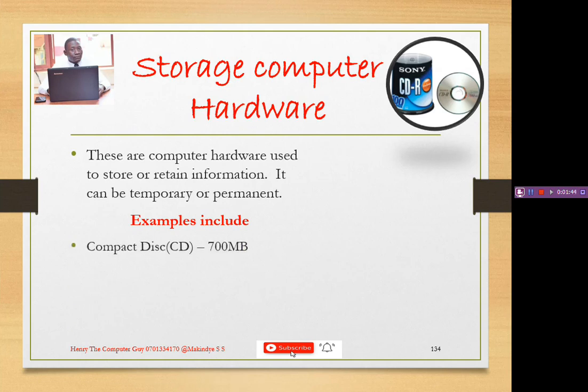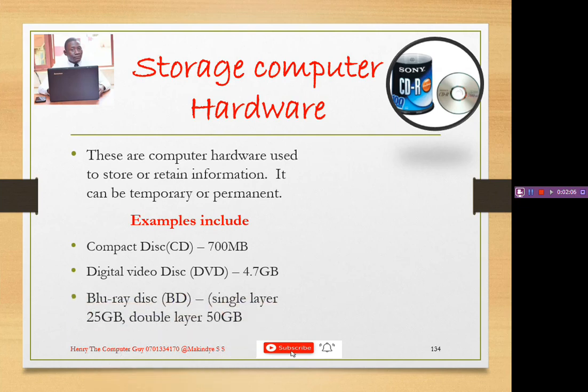So we have the compact disk, which has a storage capacity of 700 MB. Then we have the digital versatile disk, or digital video disk, which has a storage capacity of 4.7 GB. Many of you who watch movies will know that movies are at times put on a DVD because it has a bigger storage capacity compared to a CD. Then we have the Blu-ray disc, the BD disc, which if it is single layer has a storage capacity of 25 GB, and if it is double layer, 50 GB.